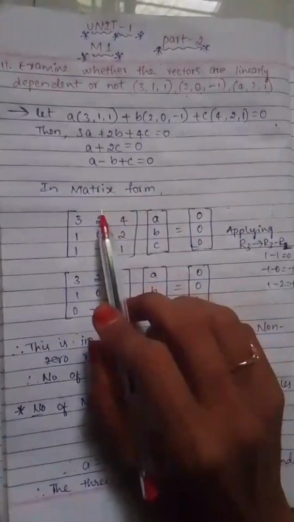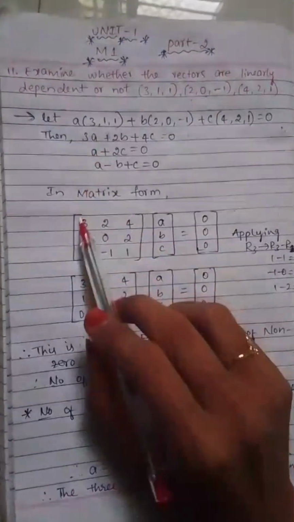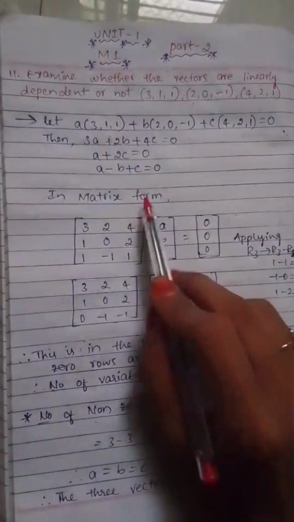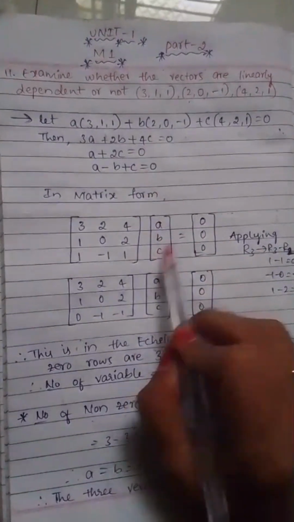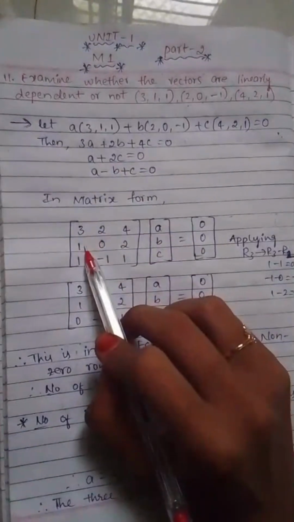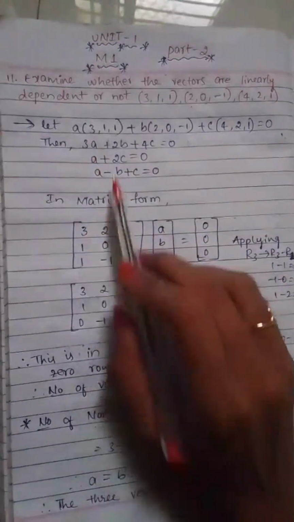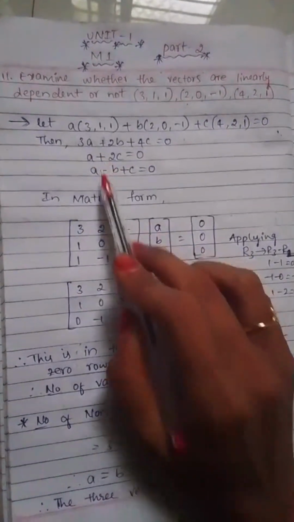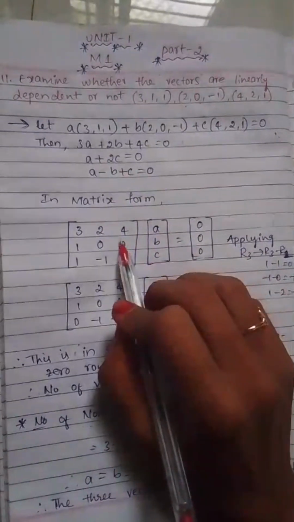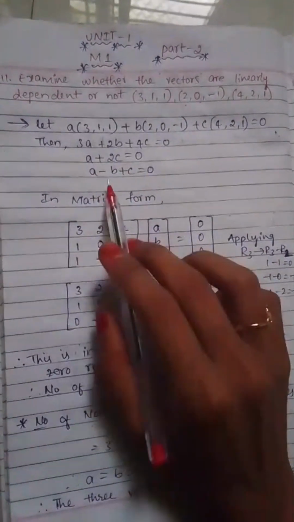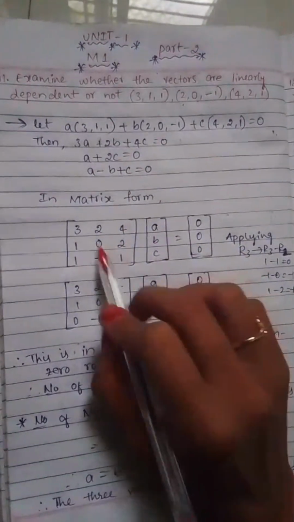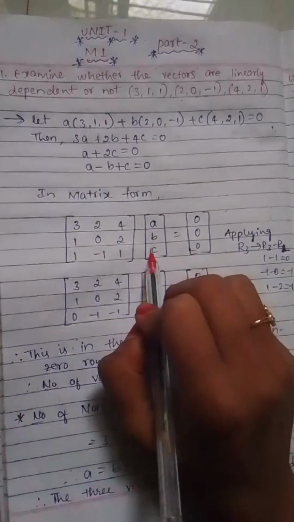In matrix form this will be [3, 2, 4] with A, B, C equal to 0. Here for A, we have 1. For B, I don't have any B here, that's why 0. For C I have 2. Then for A, 1. For B I have minus 1. For C I have 1. This is in the matrix form.